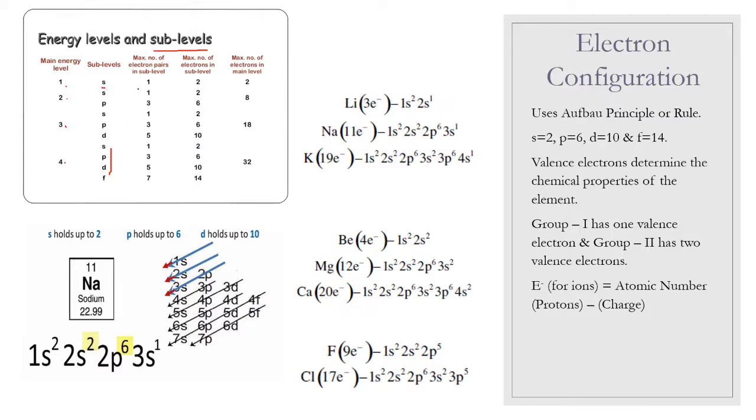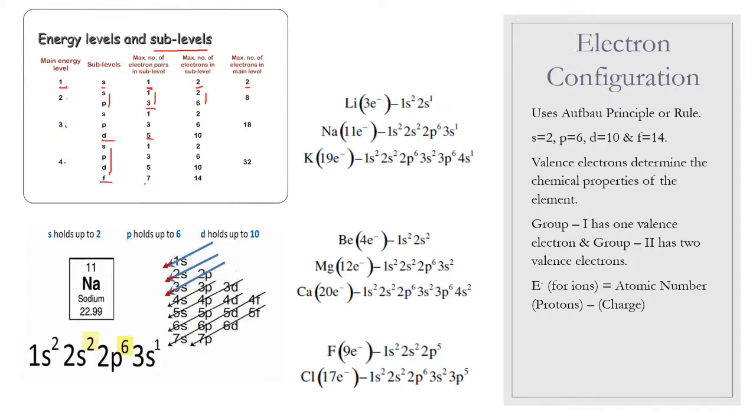For the first main energy level we have s. For s, the maximum number of pairs of electrons is 1. One pair of electrons means 2 electrons, so the first main energy level contains 2 electrons. Similarly, when we come to main energy level 2, we have s and p as sub levels. s has one pair and p has three pairs. Here d has five pairs and f has seven pairs.